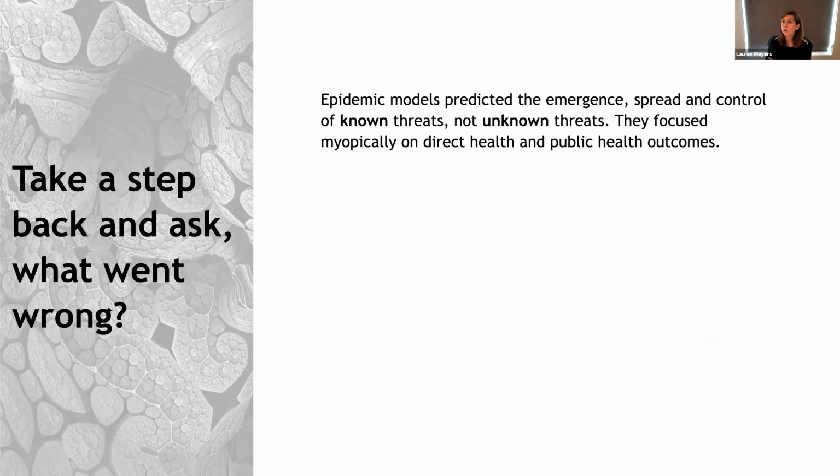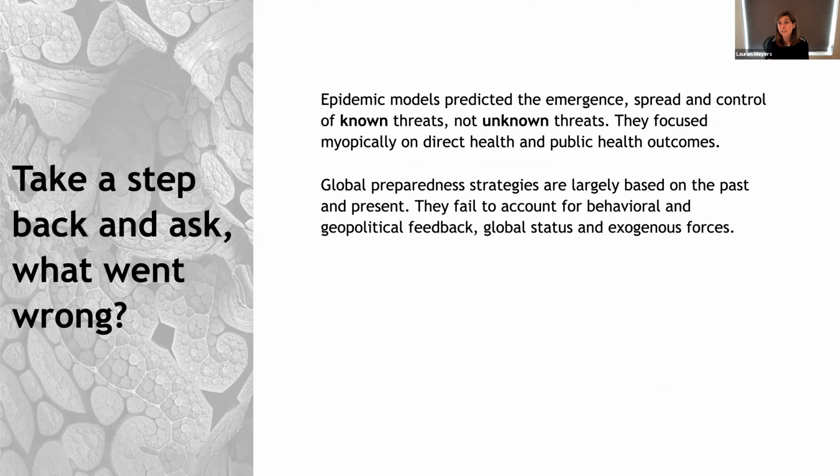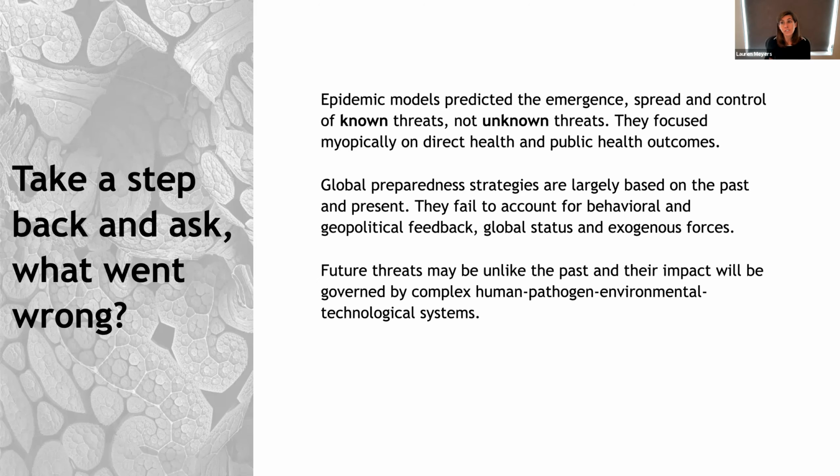So what went wrong? Well, the kinds of epidemic models that we had been building before COVID-19 predicted the emergence, spread, and containment of known threats, but not really unknown threats. Maybe variations on known threats, but not really those we hadn't seen before. And we focused pretty myopically on direct health and public health outcomes of pandemics, of pathogens. Similarly, our global preparedness strategies are largely based on the past and the present, and they don't always account for behavioral and geopolitical feedback, global state, exogenous forces. And as we saw in COVID, future threats may very well not look like the past, and their impact will be governed by complex human, pathogen, environmental, technological systems.